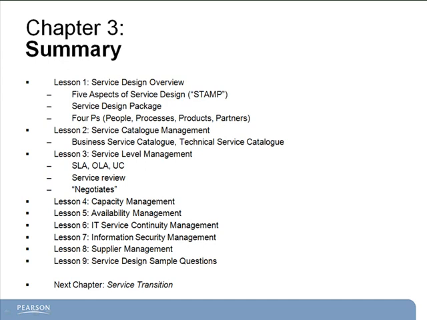Lesson 2 was Service Catalog Management, the first of 7 processes we outlined in the Service Design book. The Service Catalog Manager manages and maintains the Service Catalog, which is the portion of the service portfolio that contains current operational services, as well as those just being queued for operational running. The 2 aspects of the Service Catalog are the Business Service Catalog and the Technical Service Catalog.